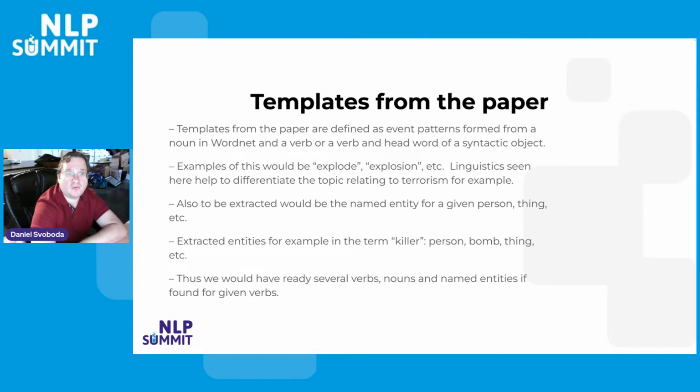So examples of templates could be explode, explosion as a verb, along with a noun such as bomb. Automatically you would see in this linguistics that this would refer to terrorism, for example. Also extracted from these entities, like the nouns, would be people, things, etc. When we get, for example, the word killer as a noun or as a head word, we would try to infer the entity as a person, as a bomb, as a thing, etc. So using NLP, we would be ready to extract these verbs, nouns, and named entities from a given paper and prepare it to set up these templates.